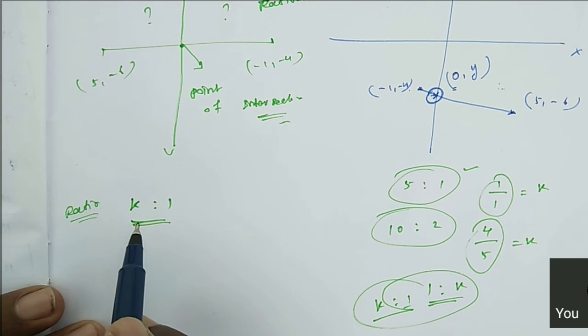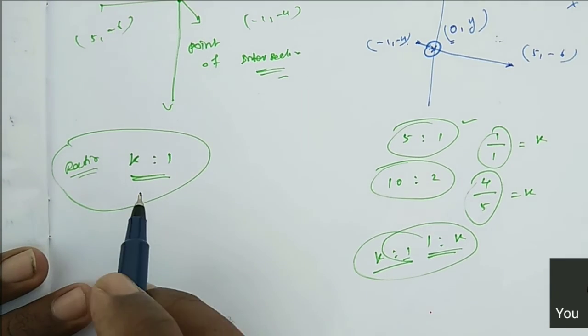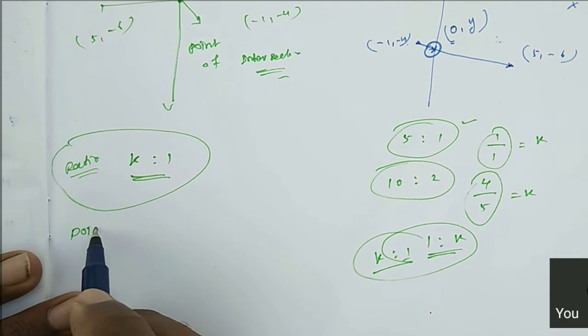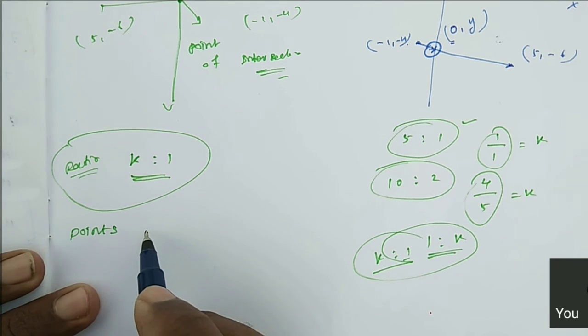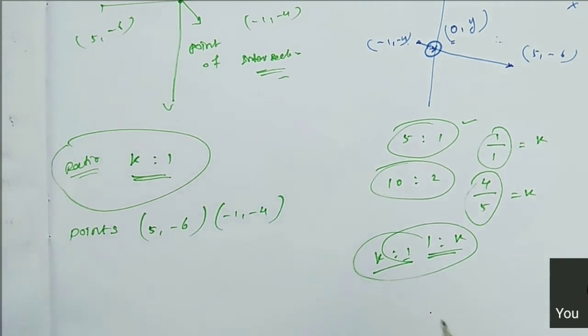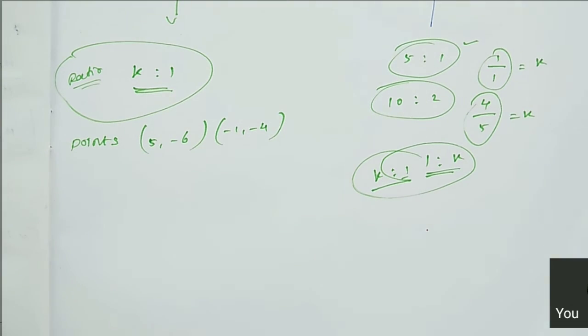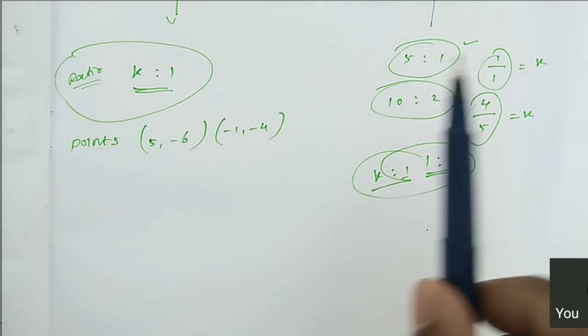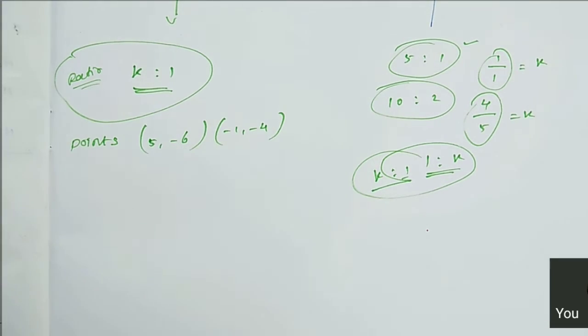Now we found the ratio in general form, k is to 1. What are the points they gave? (5, -6) and (-1, -4). Now we have a ratio as well as points, so we can use the section formula.